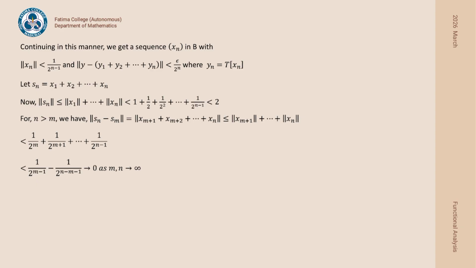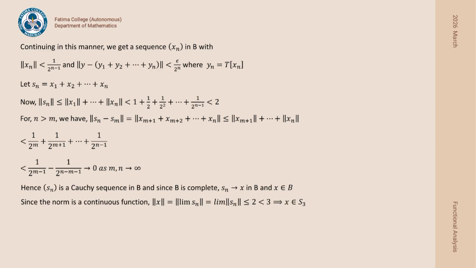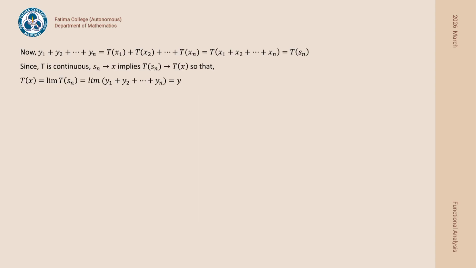As m, n tends to infinity, this tends to 0. Therefore, we have Sn to be a Cauchy sequence in B. As B is complete, this Cauchy sequence converges to a point in B, that is, x belongs to B. Since the norm is a continuous function, we have norm x is equal to norm limit Sn, which is equal to limit norm Sn, which is less than 2. As norm Sn is less than 2, this norm x is less than or equal to 2, which is less than 3. That is, norm x less than 3 implies x belongs to S3.